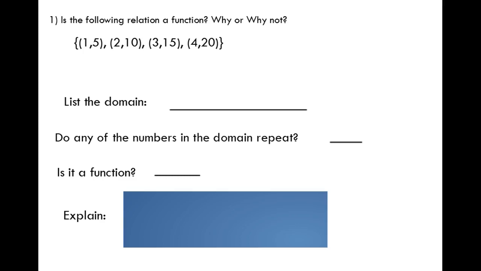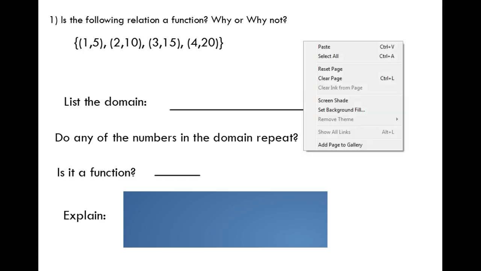Alright, so we're going to ask a question based on some of that info, and we'll try to bring back some of those definitions to explain ourselves a little better. The first one is the following relation. Remember, a relation is just a set of ordered pairs, and that's what we have. We have 4 points here, 4 coordinates. Is this relation a function? Why or why not?